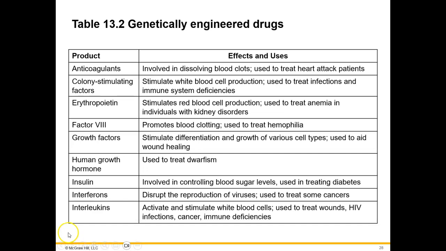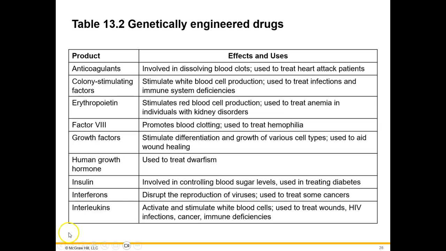The human growth hormone is genetically engineered and used to treat dwarfism. Insulin, like we just talked about, is involved in controlling blood sugar levels and used to treat diabetes. Also, interferons will disrupt the reproduction of viruses and can be used to treat some cancers. And interleukins, which activate and stimulate white blood cells and are used to treat wounds, HIV infections, and cancers and immune deficiencies. So all of these are genetically engineered drugs.